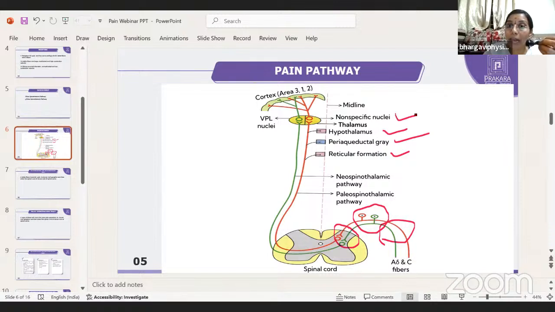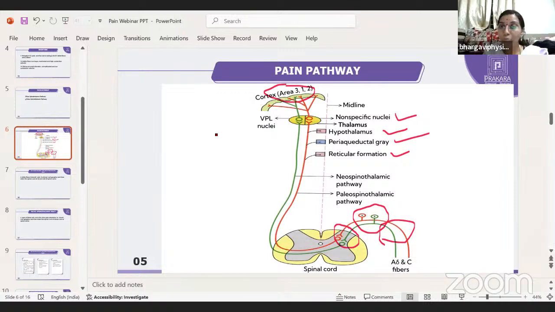And most of them are going to end in the non-specific nuclei of the thalamus. Then from here, these fibers are going to end. How are they going to end? They are making a synapse with the nuclei which are present in the thalamus. Now, from these third order neurons, they are going to project to the somatosensory area present in our cerebral cortex, that is Brodmann's area number 3, 1, 2.